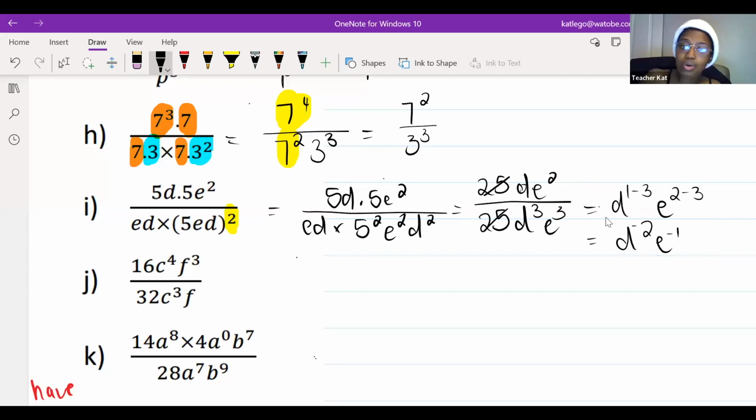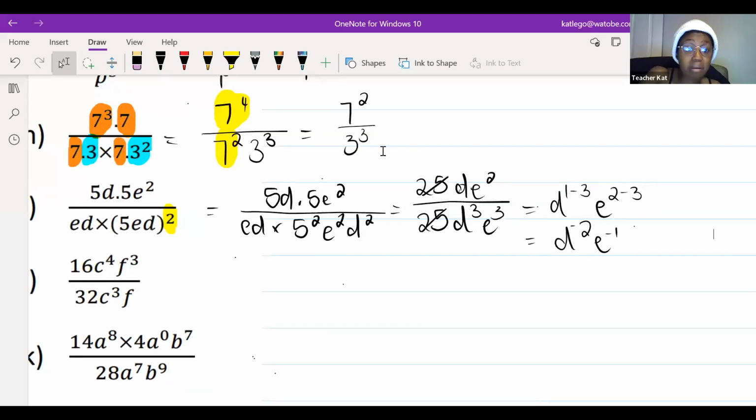But we don't like negative exponents, guys. So what does the law of reciprocal say? How can we make these exponents positive? Think of the law of reciprocal. It says a to the power of -2 is the same as 1 over a squared. We just used it just now up there with the 1 over 9. Do you remember? So how am I going to make these exponents positive?